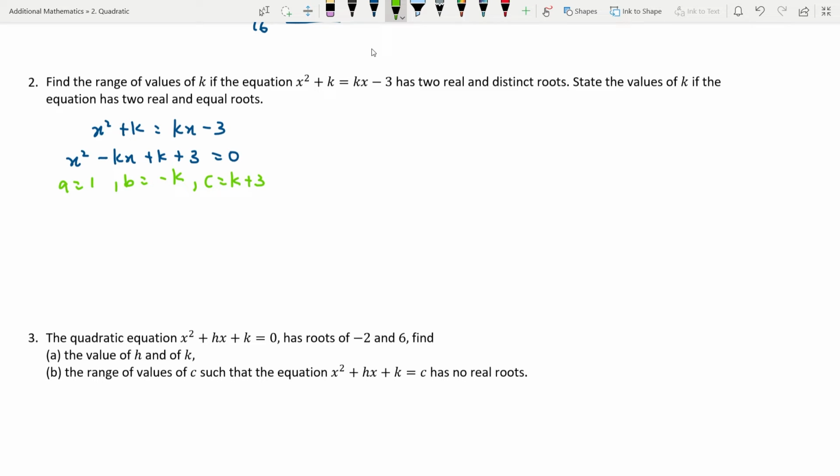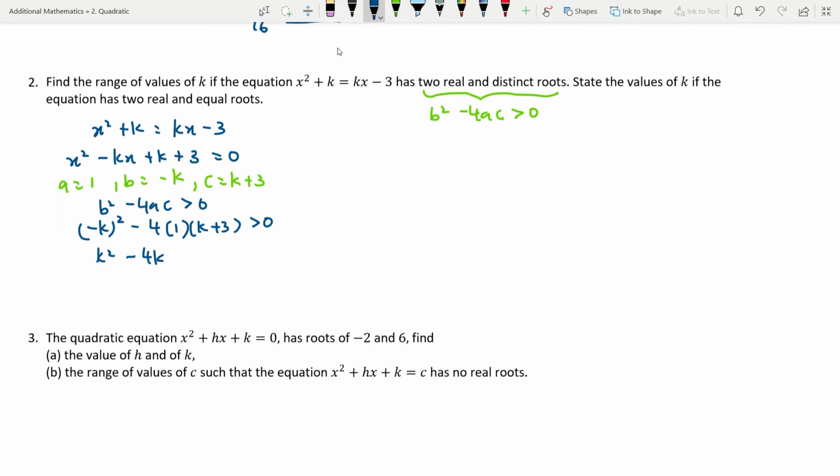The question also states that the equation has two real and distinct roots. This implies that b squared minus 4ac is greater than 0. Let's find the range of value of k. b squared minus 4ac greater than 0. Negative k squared minus 4 times 1 times k plus 3 is greater than 0. Expand the inequality. k squared minus 4k minus 12 is greater than 0.